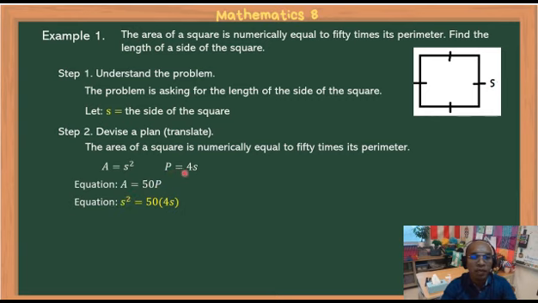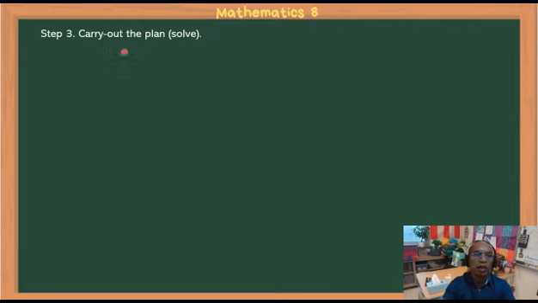Since P is equal to 4S, instead of writing P, we will substitute P by 4S. This is now our mathematical equation. Our step number 3, we're going to carry out the plan.